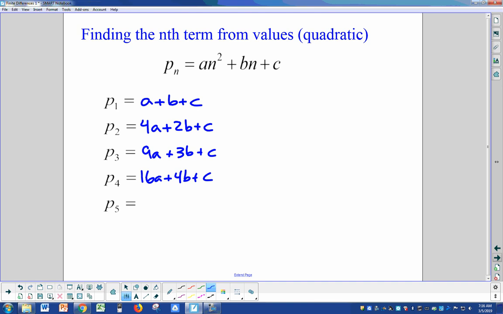All right. Now, in order to find the finite differences, we actually have to subtract P2 minus P1. So in that case, the 4a minus the a is 3a, the 2b minus the b is b, and then the c's drop out.